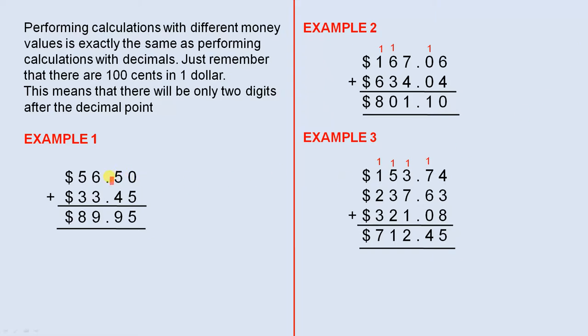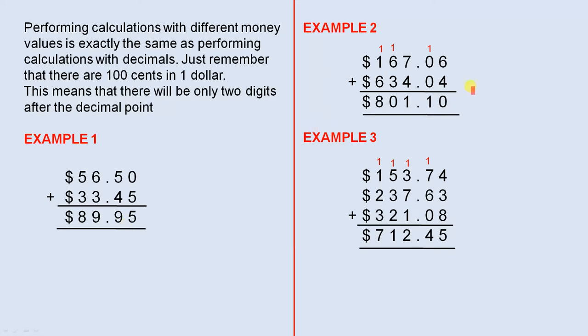So you see here the decimal point with 2 digits and the decimal point with 2 digits. That's all you'll ever see when you're dealing with money, because there are 100 cents in $1. So there's a simple addition with no trading, and the answer is $89.95.